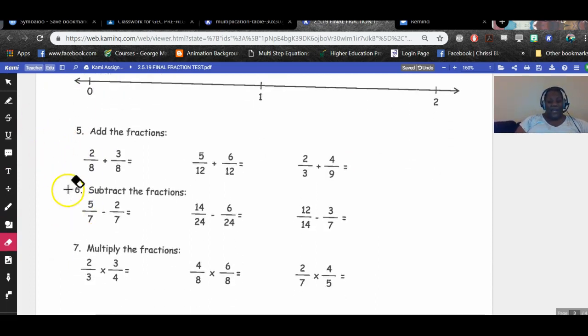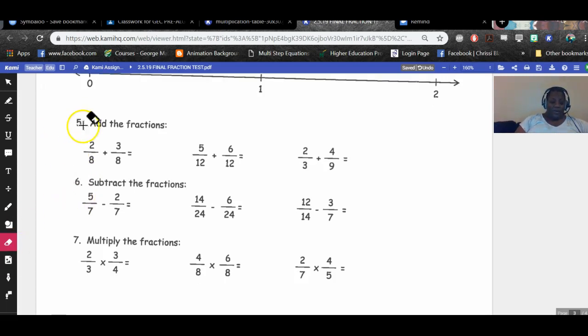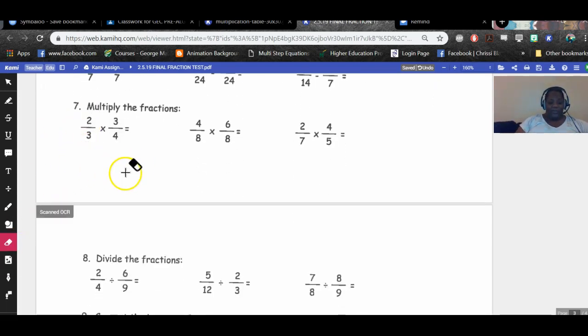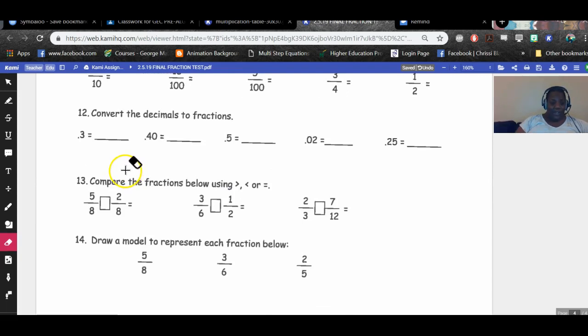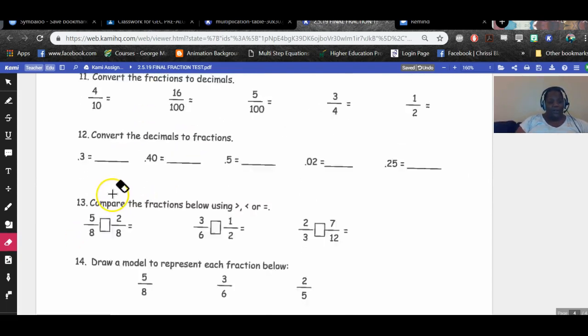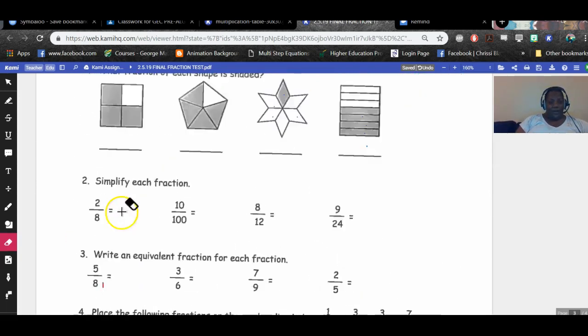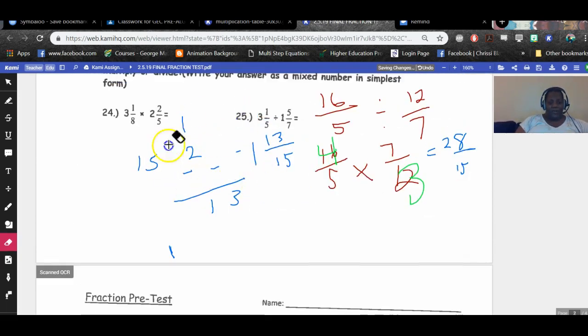I'm looking at, we're back to adding fractions, okay? And more subtracting fractions, more dividing, and converting it, oh yeah, we're not going to go there. Okay. This will be more. Ooh, where's all this stuff?